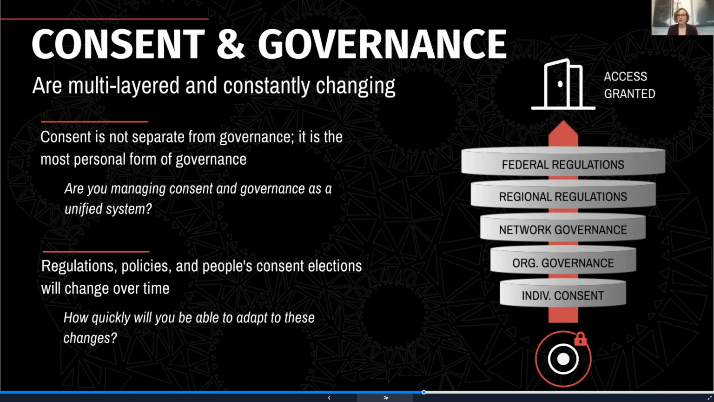So it's important to see all of these layers as pieces of a puzzle. All these layers have to work together to manage how data is allowed to be shared on a network. And they all have to be flexible enough so that when people revoke consent or regulations change, the network can adapt to those changes without having to rebuild the entire model.